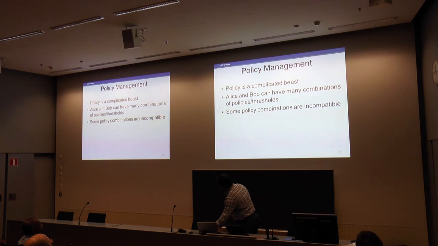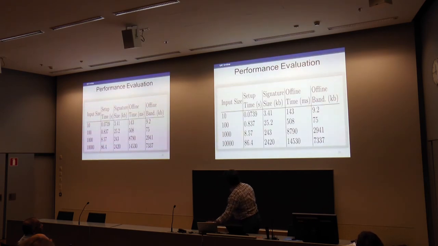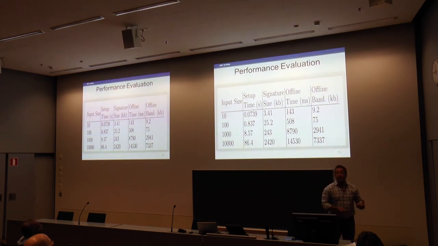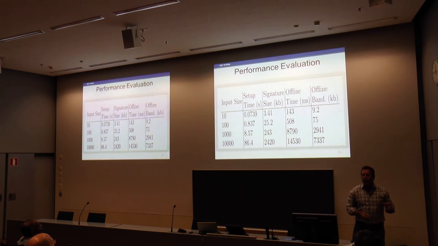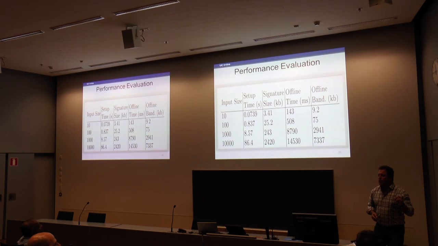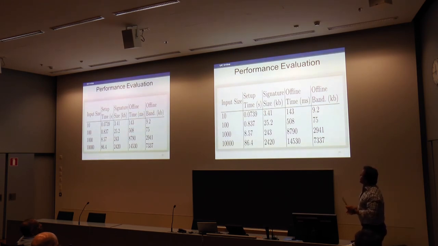And so that's our performance. Mind you, we're doing public key cryptographic operations. These are not signatures, these are exponentiations, because most of the cryptographic heavy machinery is exponentiations in finite fields. With fairly small 160 to 320 bit exponents, the input size here refers to the number of items in the set, right? So if you look at something like 10, which is uncharacteristically small, you get almost negligible overhead.